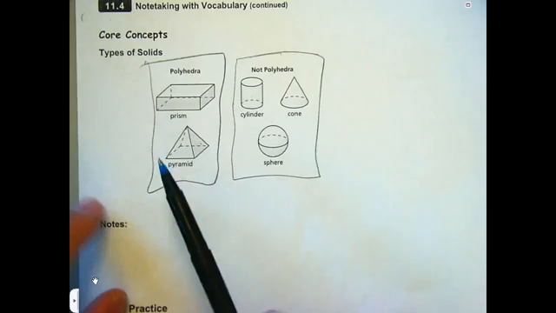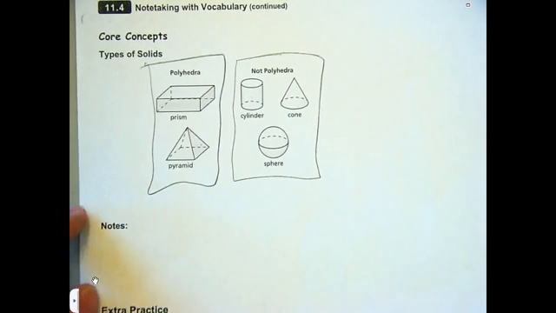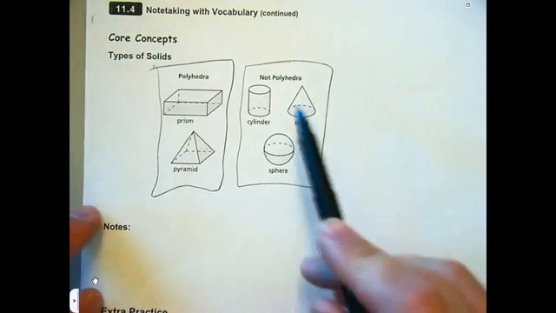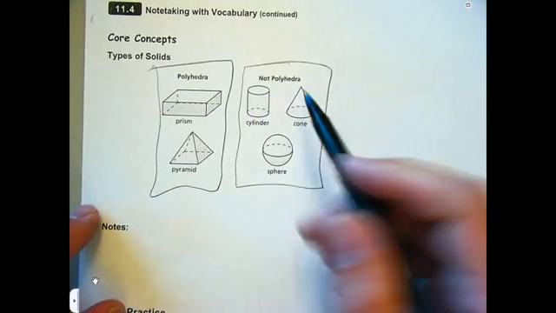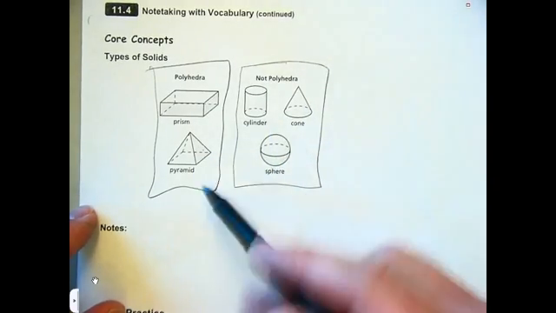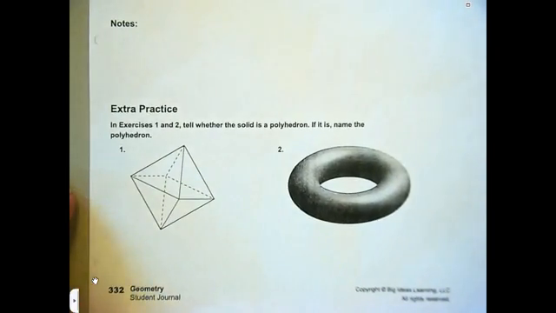KJ, what do you think? Why are these polyhedron and these aren't? Yeah, these are all curved. Yeah. So that's the difference there. These have curved edges. These are straight. Okay? Not terribly difficult there. All right. I want you to answer questions 1 and 2 on your own there. Page 332.